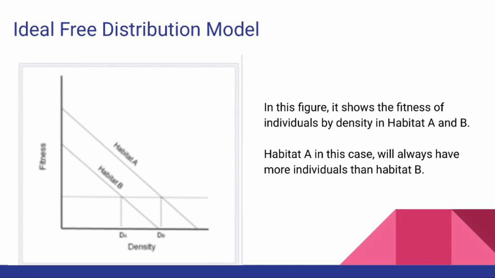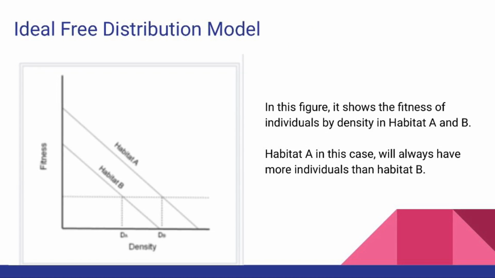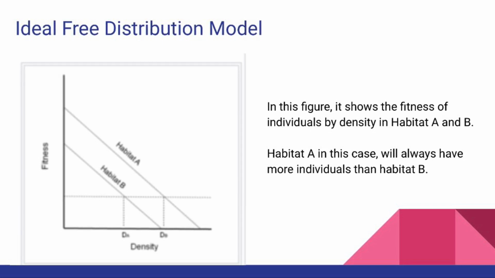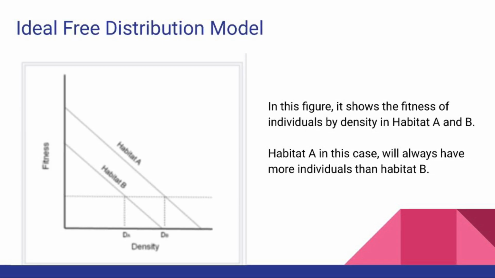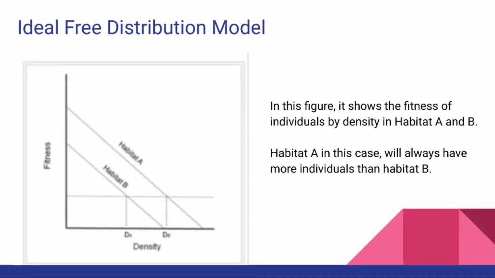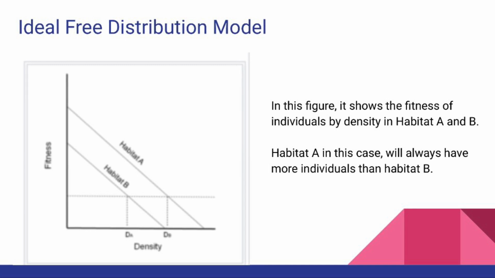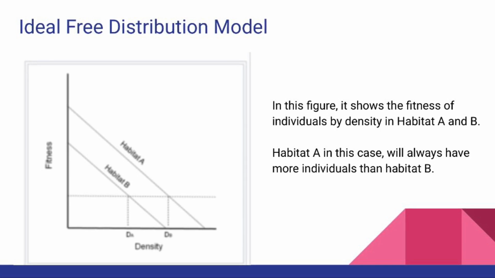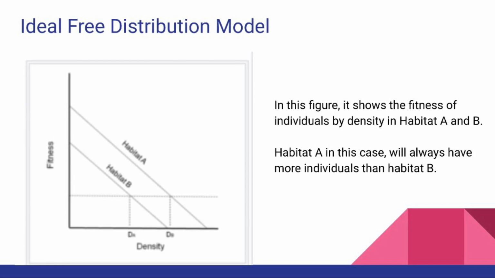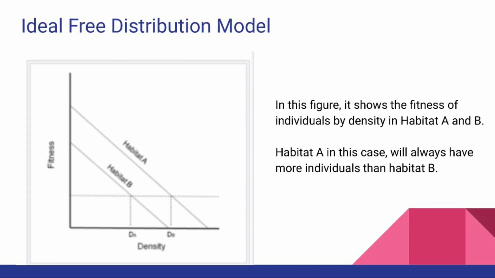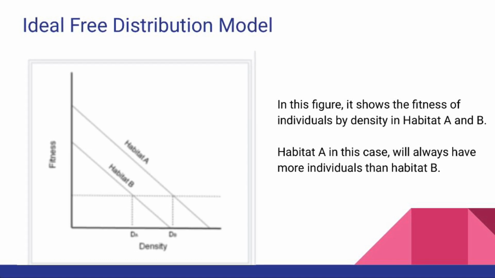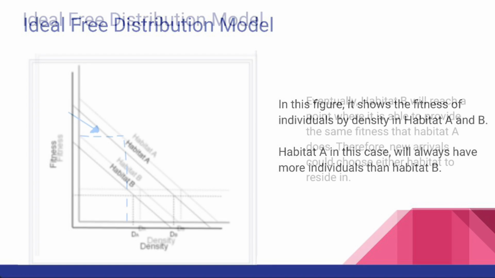So in this figure, it shows the fitness of individuals by density in habitat A and B. According to this model, animals in an environment should distribute equally in habitat A and habitat B in order for each individual to have the same fitness. However, in this case, habitat A will have more individuals than habitat B. So therefore, new individuals that arrive to this region should choose habitat A, seeing that it will give them maximum fitness. But over time, as the density increases in habitat A, the fitness will decrease for these individuals.